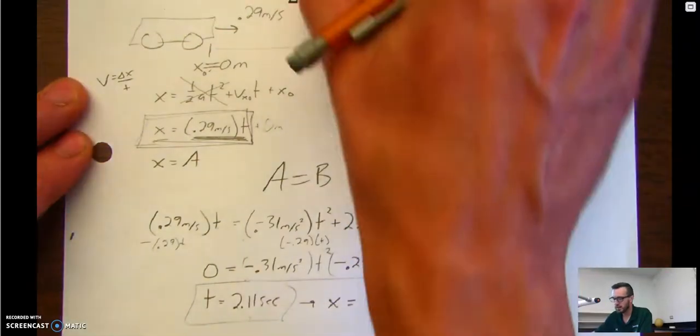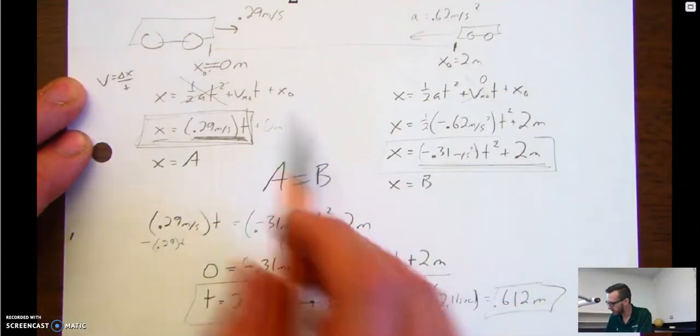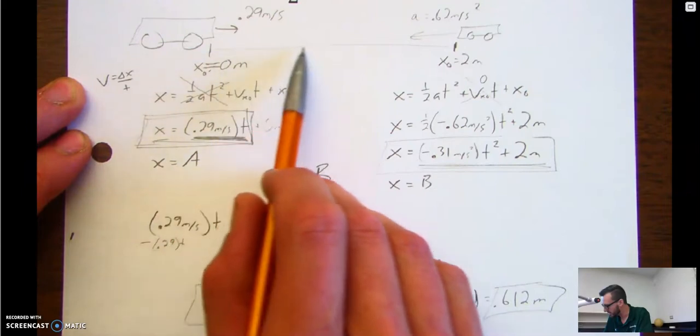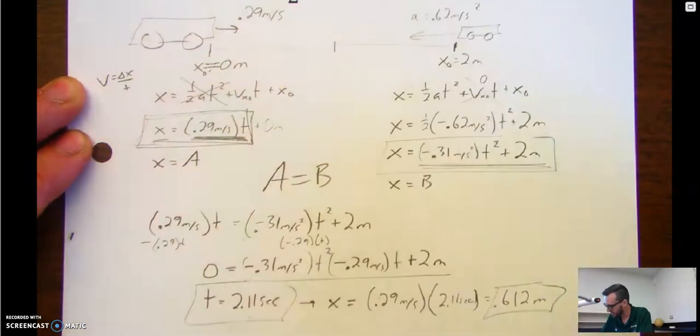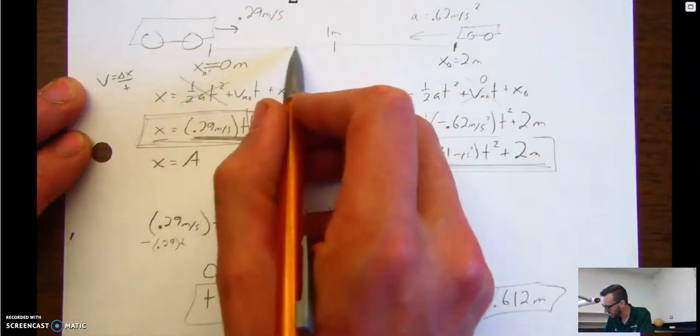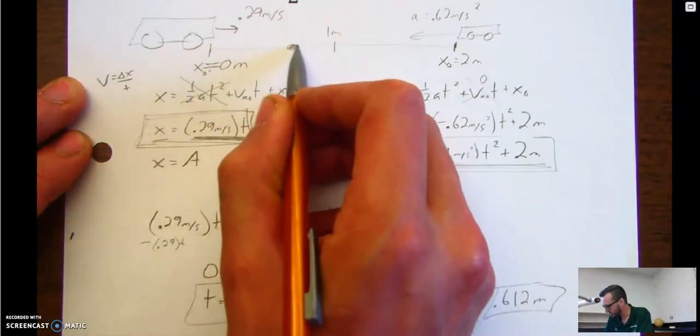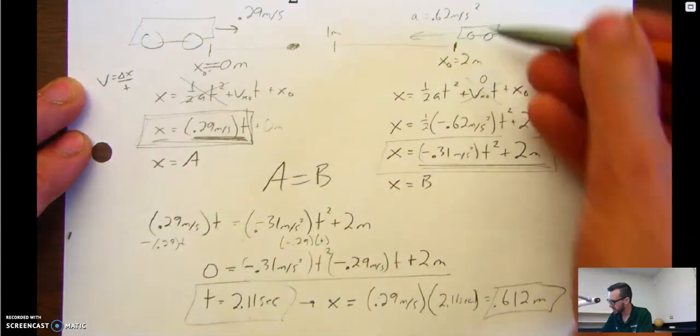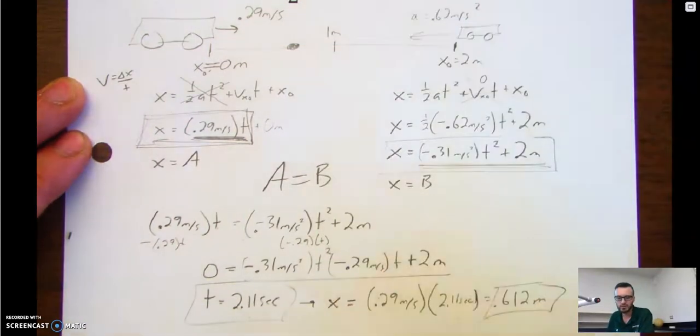What does that mean? That means if we go back to our original drawing up here, that means that as the buggy travels consistently, at its consistent speed, this would be like our 1 meter mark right in the middle, right? That means that the buggy will be located at approximately 0.61, somewhere in here probably, 0.61 meters by the time this car is accelerating backwards and running into it.